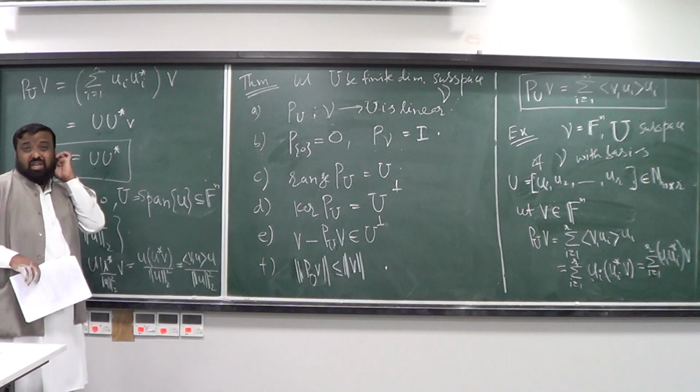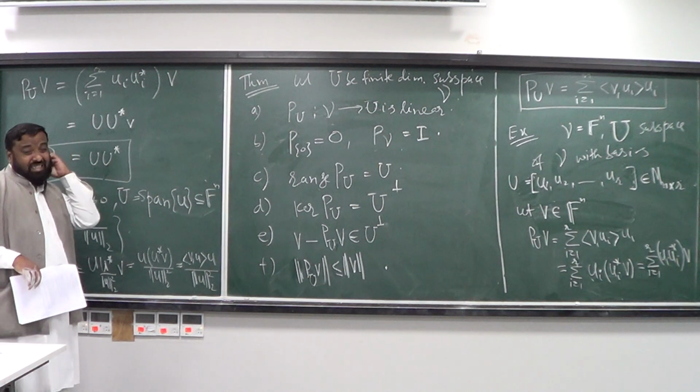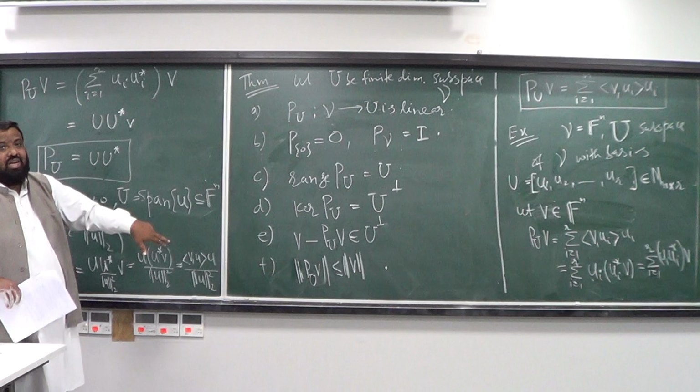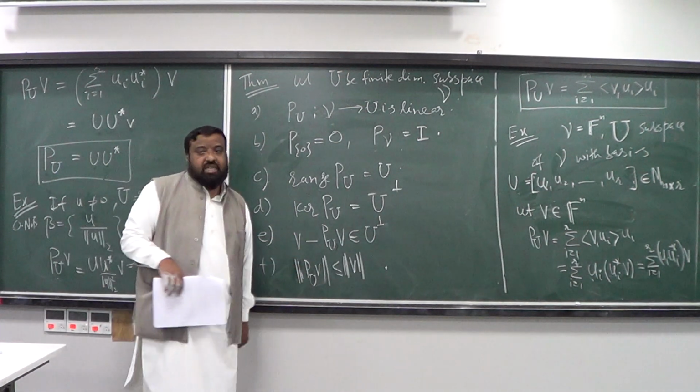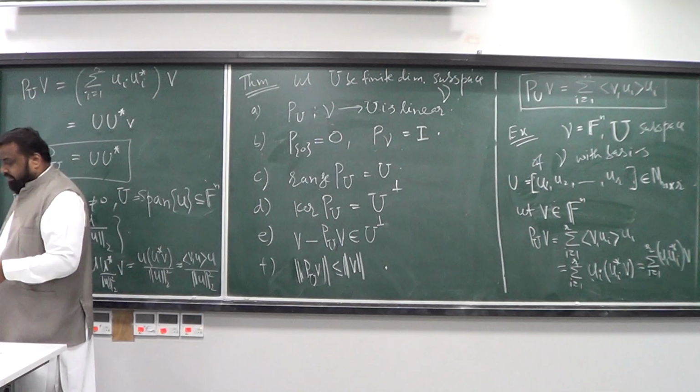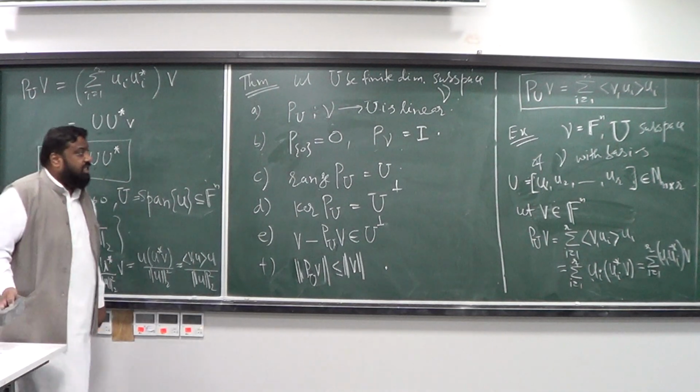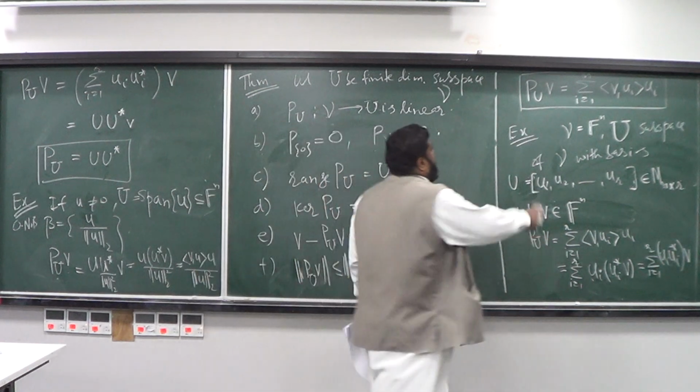The sizes are not necessarily preserved. Could be preserved, you can have equality. In other words, a projection can be an isometry, but it's not necessary that this should always be equal. So let's see why some of these things are true.